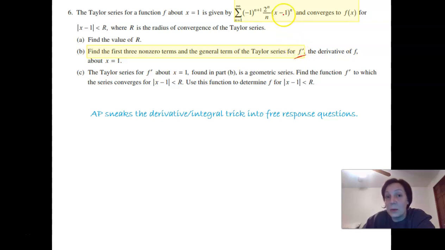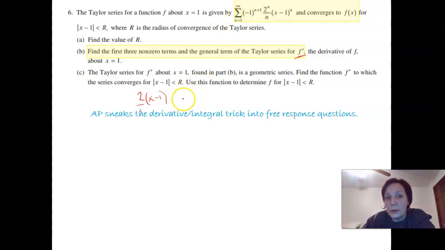So in this case, what I would do is write out the first several terms of this. Now this looks pretty complicated, but it's not terrible, right? When I plug in n equals 1, the first term of this is going to be negative 1 squared, so it'll be positive, 2 to the 1 over 1, and then x minus 1 to the 1. So the first term of that is 2(x minus 1).